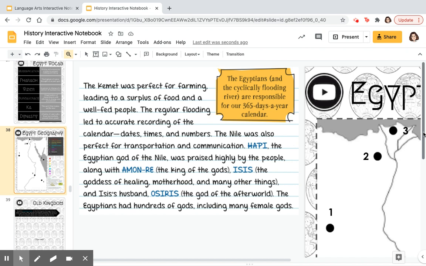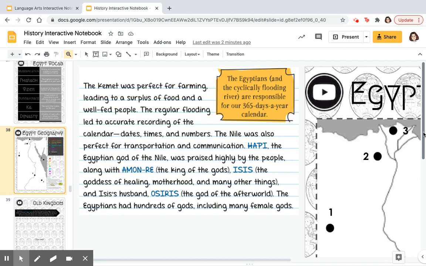Hapi, the Egyptian god of the Nile, was praised highly by the people, along with Amun-Re, king of the gods, Isis, the goddess of healing, motherhood, and many other things, and Isis's husband Osiris, the god of the afterworld. The Egyptians had hundreds of gods, including many female gods.